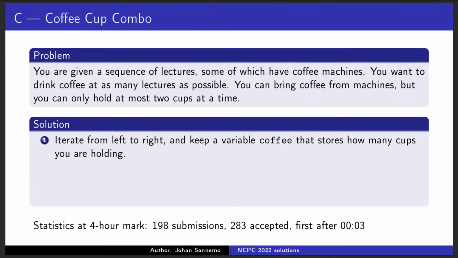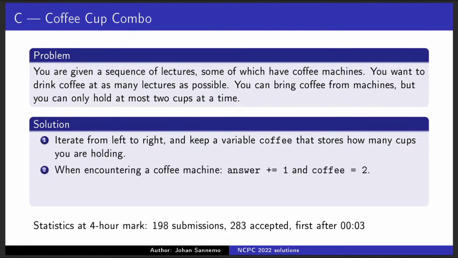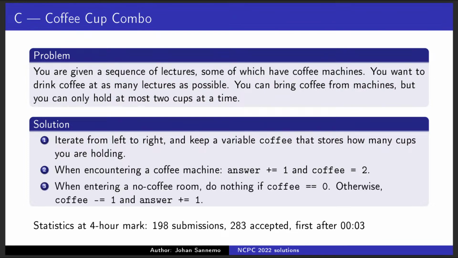You can keep a variable coffee that stores the number of cups, and another variable answer that is the current answer. You will set the number of coffee cups to 2 when you encounter a coffee machine. And when you encounter a coffee-free room, if you don't have any coffee, you can't do anything. You will have to fall asleep and not increase the answer. Otherwise, you will decrease the amount of coffee and increase the answer by 1.